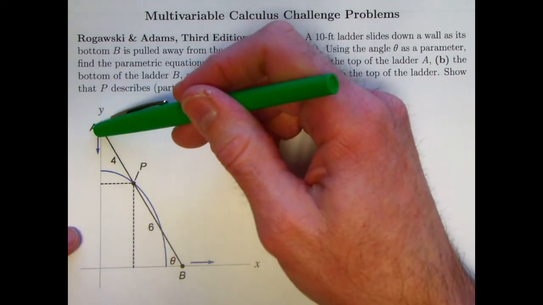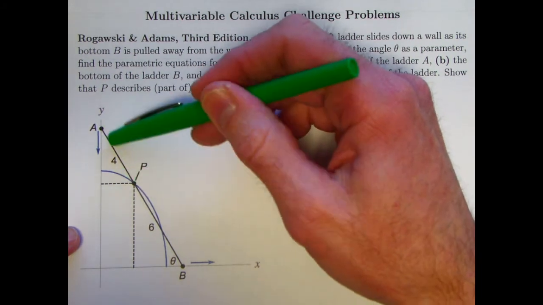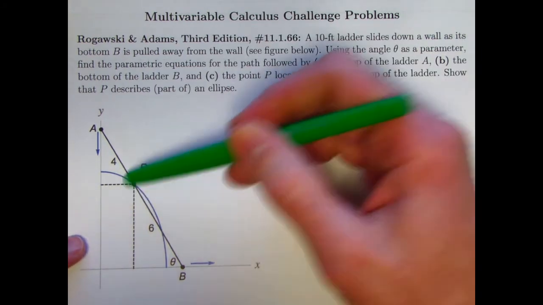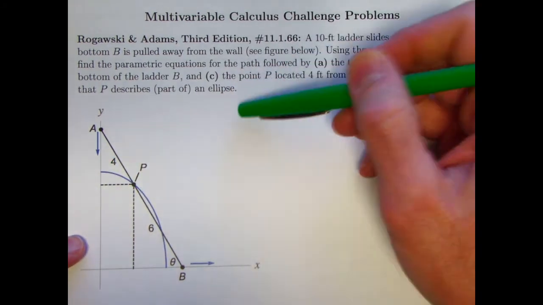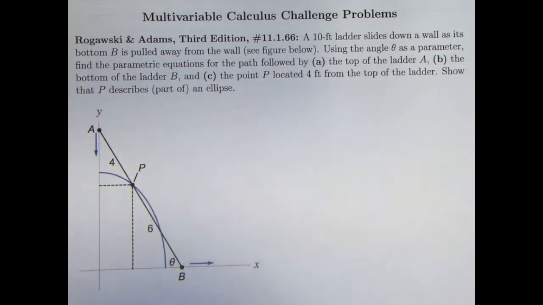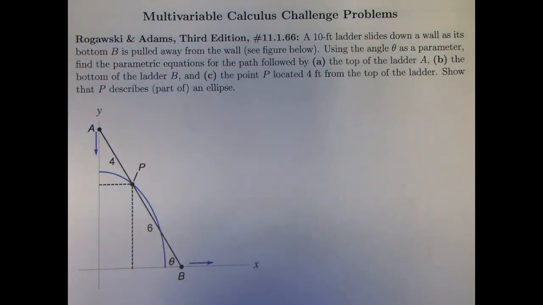The top of the ladder A, the bottom of the ladder B, and the point P that is 4 feet from the top of the ladder. Ultimately also show that P, as this ladder moves, moves along an ellipse. And the ellipse was helpfully drawn in there in the book in the way that I've shown you right here. Okay, an ellipse is an oval kind of shape. It's not just any old oval, it's got to satisfy a certain equation, and we'll get to that here. All right, I'm going to go on to the Mathematica right now, and then we'll come back to the problem itself.